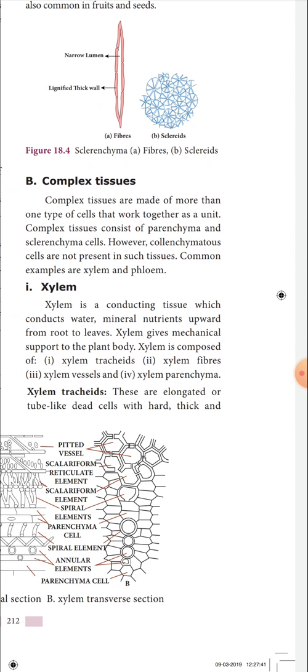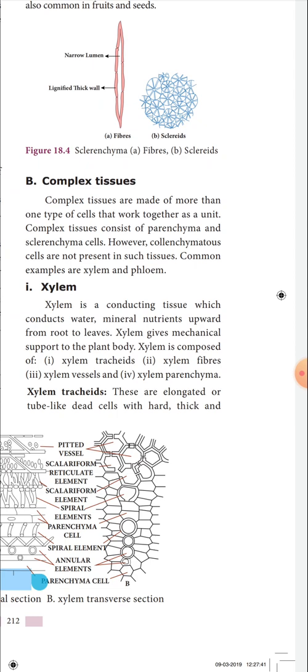Okay, children. So, complex tissue consists of parenchyma and sclerenchyma. These parenchyma and sclerenchyma are types of simple tissues. So, these simple tissues are present in the complex tissue as a part of it. But the collenchymatous cells are not present in such tissues. Common examples of complex tissues are xylem and phloem.